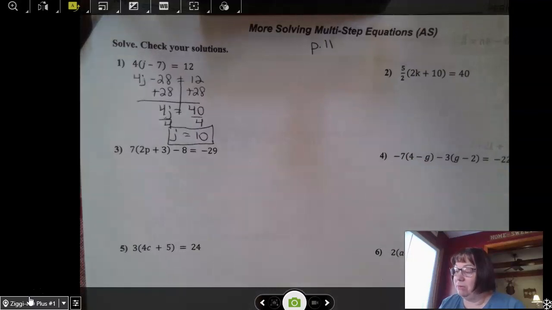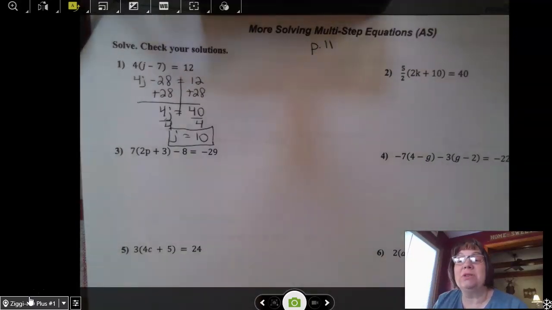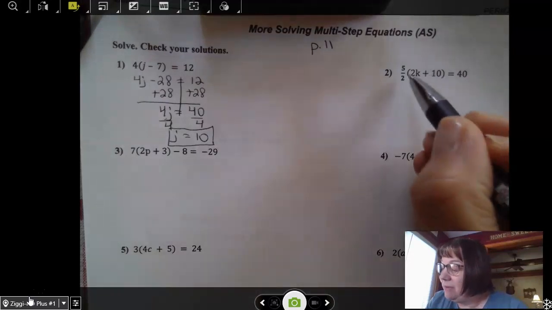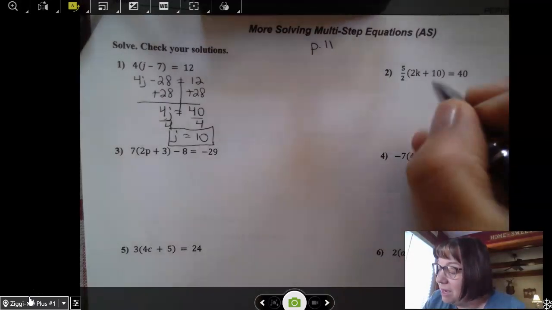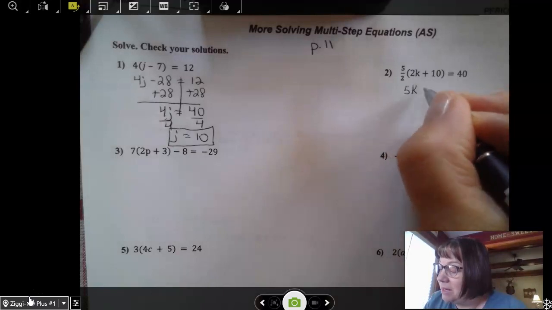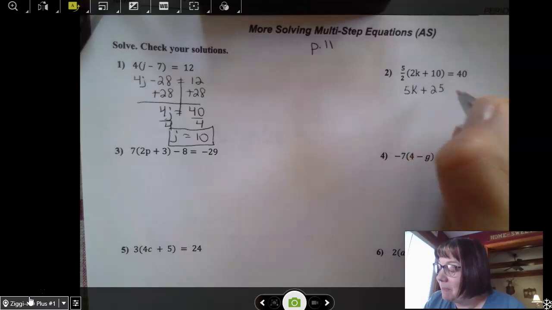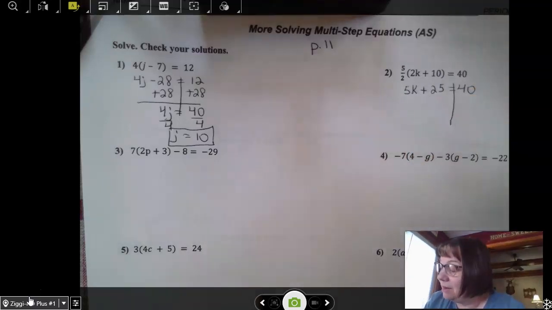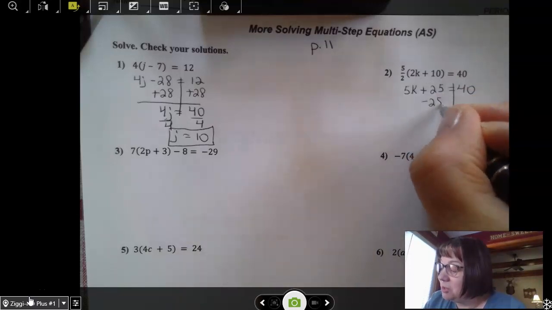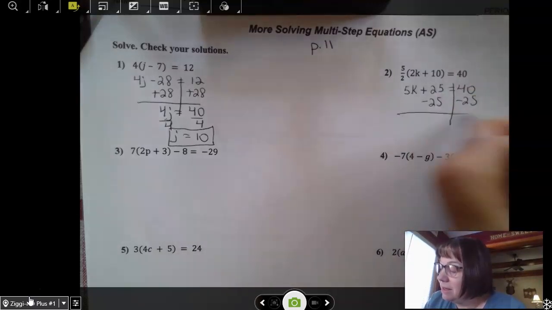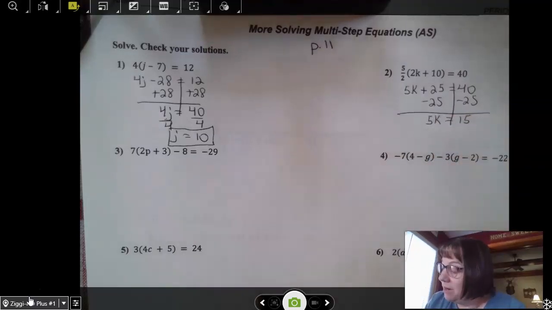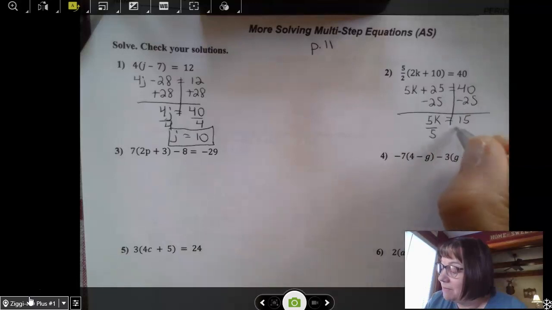So number 2, we have a fraction. Same thing because we're still using calculators. I'm going to take 5 halves times 2, which gives me 5k, plus 5 halves times 10 would be 25, equals 40. Now I'm ready to solve. I don't have anything to combine, so I subtract 25 on both sides. 5k is going to equal 15. We divide by 5, and k equals 3.